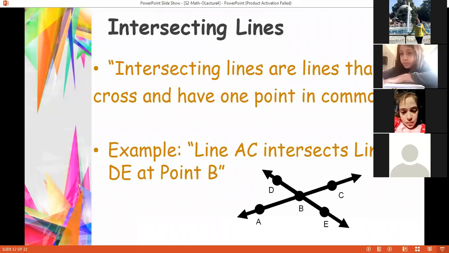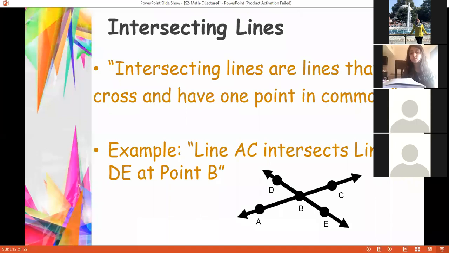What do we call B in this case? We call it the intersecting point. Yes, meeting point, intersecting point, all of these are correct. So the lines AC and DE intersect each other at the point B. So we call those two lines intersecting lines.